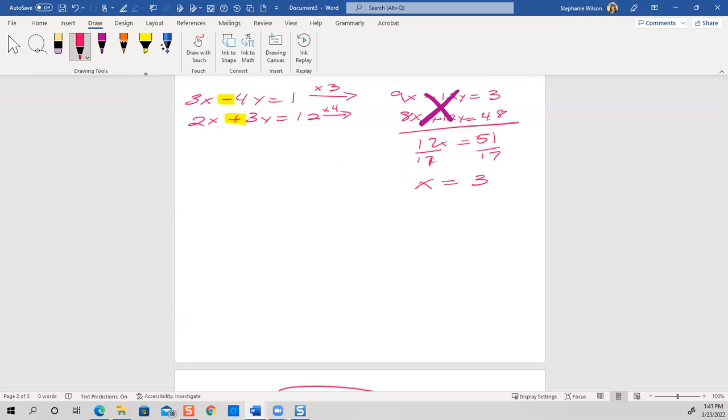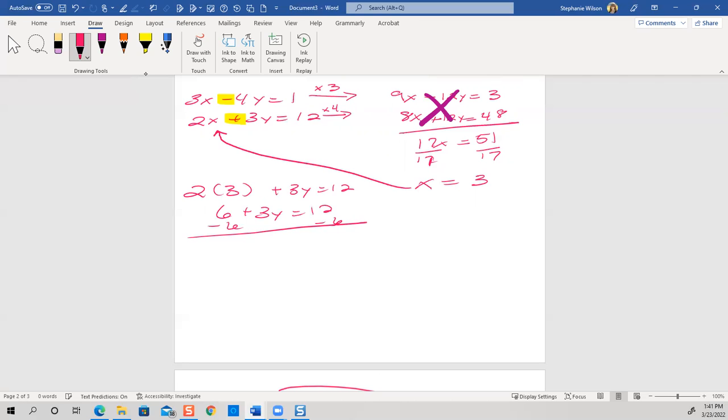So what I'm going to do is, it doesn't matter which one of these original ones you plug in for x to find y. I'm going to just plug it into this bottom one. So now 2 times 3 is 6. Subtract 6 from both sides. Divide by 3, so y equals 2. So my ordered pair is (3, 2), and there's one solution, and it is intersecting lines because they do cross and intersect.